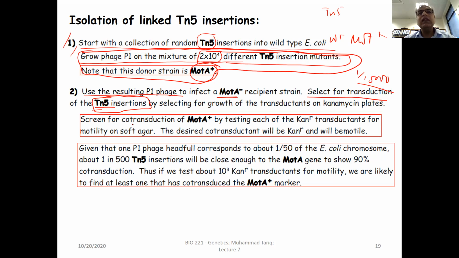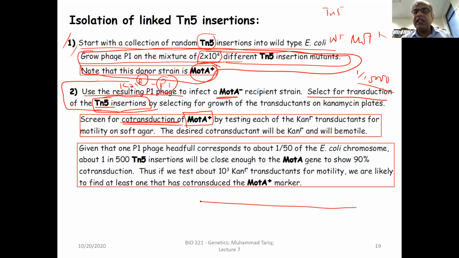But once you screen for motility of the bacteria, like I just explained, each of the TN5 positive, which means each of the kanamycin resistant P1 phage, which carried one headful, each of them you select on mot A minus one by one, and you screen for co-transduction. This is very important. Co-transduction of TN5 together with motility gene. And how you screen for motility, I explained that.